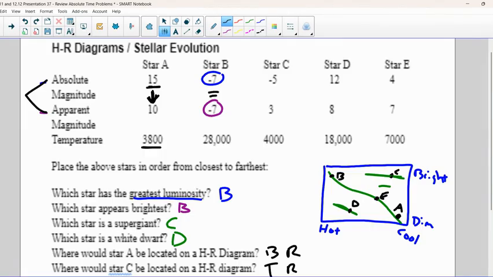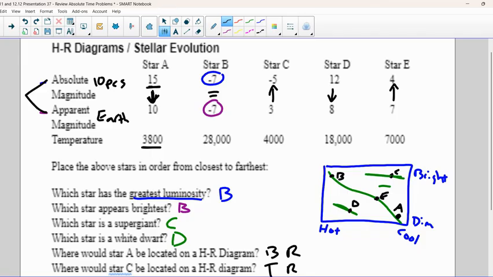This one is 10 parsecs away, because remember, absolute magnitude is from 10 parsecs, apparent magnitude is from Earth. And so star B is 10 parsecs away because it appears to be the same brightness, whether you're looking from 10 parsecs or from Earth. Star C is farther away. A 3 is really dim compared to a -5. Star D is closer because an 8 is brighter than a 12. And then star E is farther away.